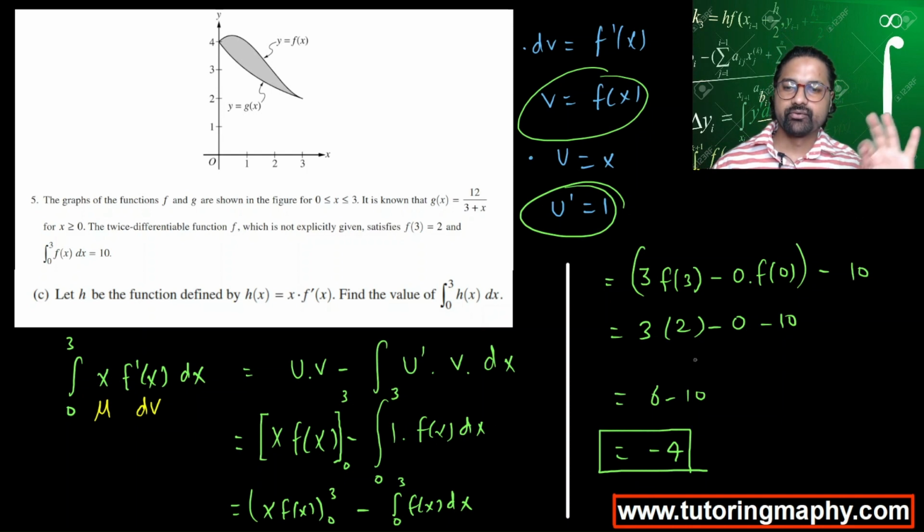So there's the integration from 0 to 3 of x f prime x dx using integration by parts, which is a little complicated, but I hope that makes sense. Right, so this is all for this FRQ number 5.